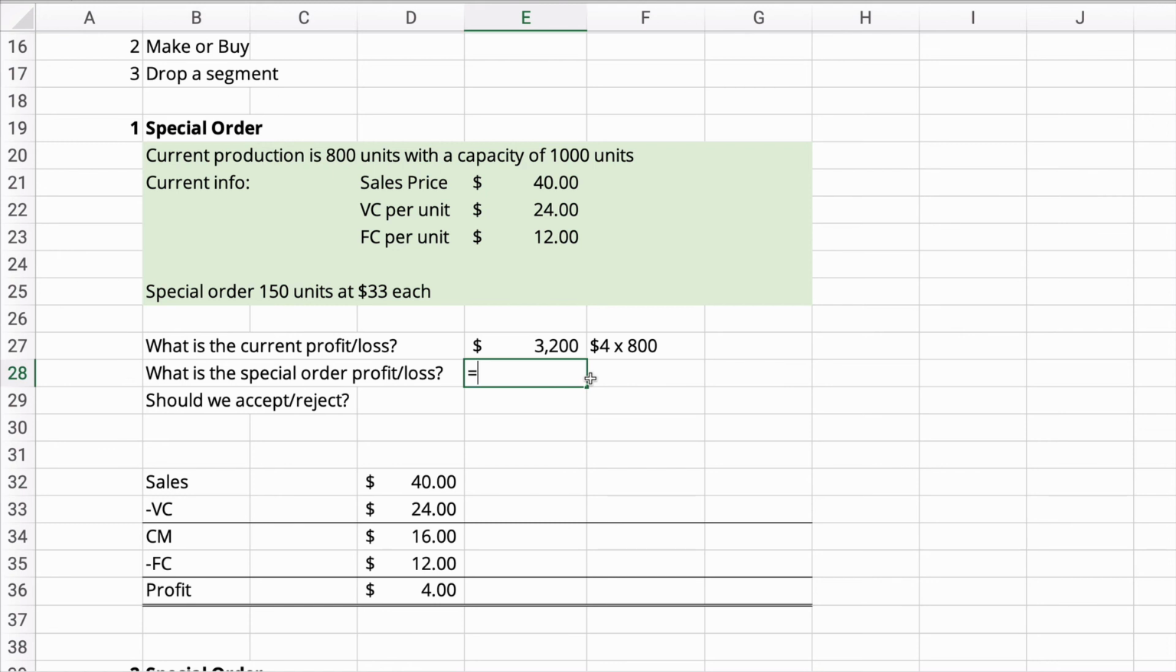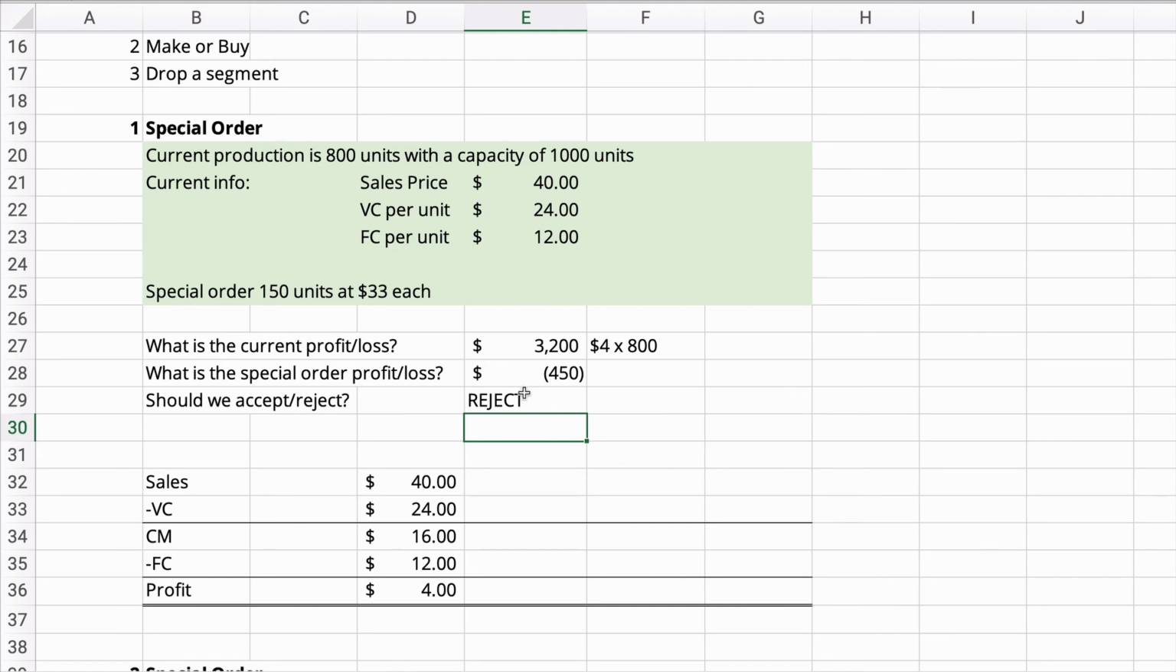Let me show you what people think. Negative 3 times 150, so you say, well, I'm going to lose 450. I don't want to lose 450. So therefore, no, I will not accept it. So I would reject. Now, do you see the problem, how it's incorrect? Fixed cost is not always $12 per unit. It's always the total fixed cost.